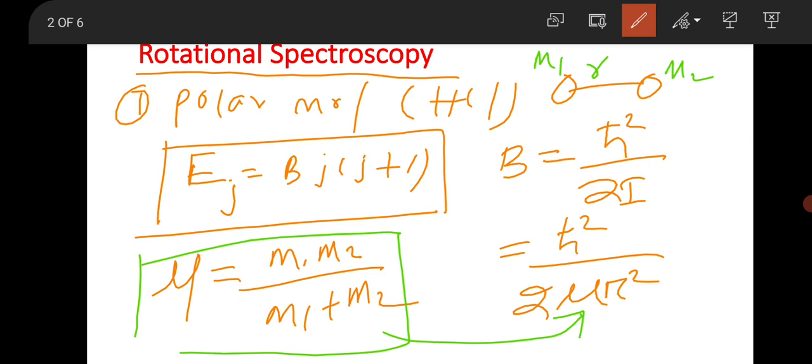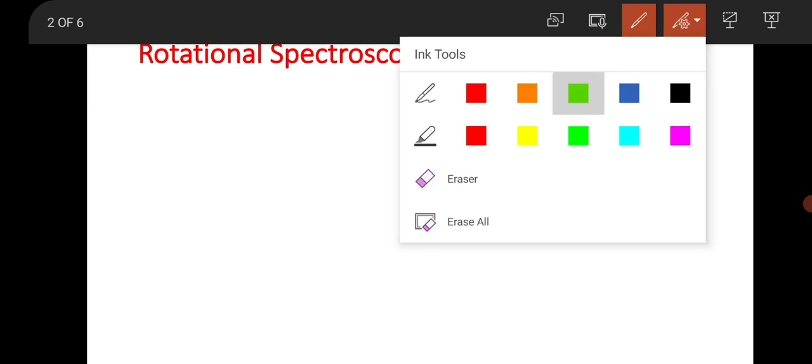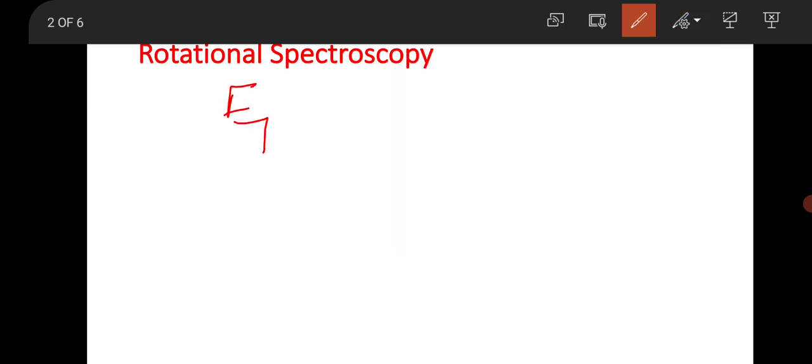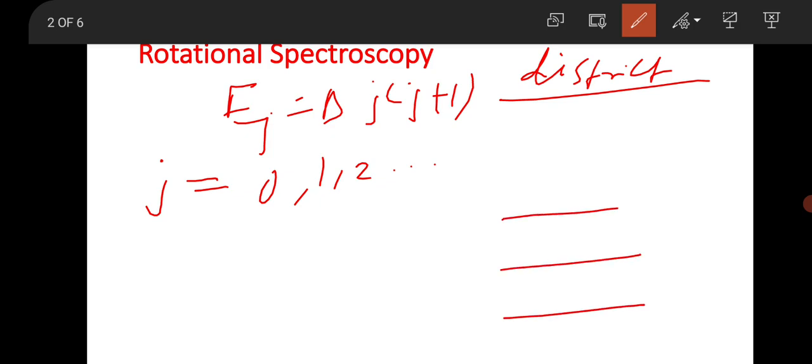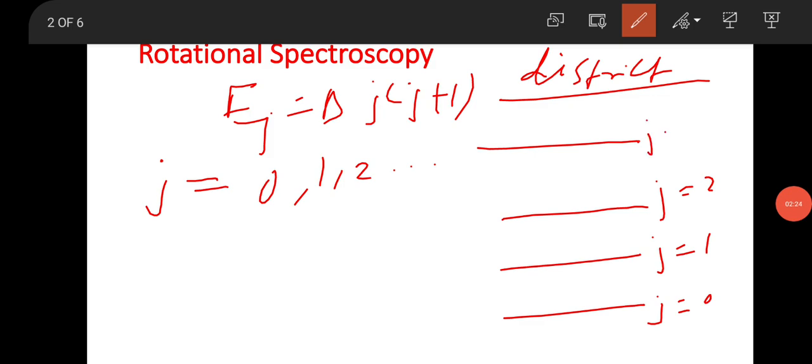Taking all the factors into consideration, you have to calculate the required value that will be asked in the examination. But the important thing is that in rotational spectroscopy, the energy you get is B into J into J plus 1, where J can take the values 0, 1, 2, etc. So the rotational energy levels are discrete in nature. You can draw the energy levels like this: J equal to 0, J equal to 1, J equal to 2, J equal to 3.